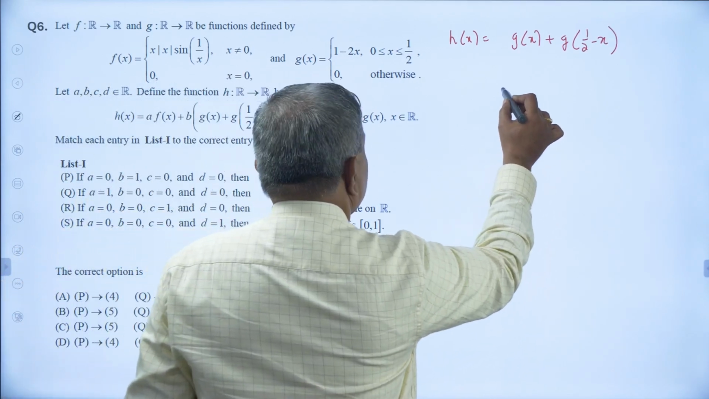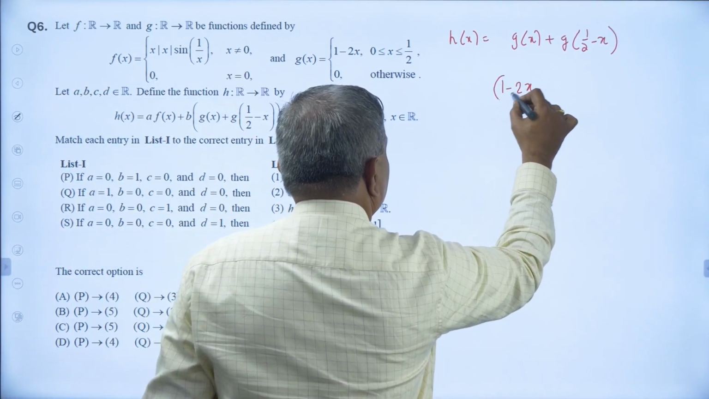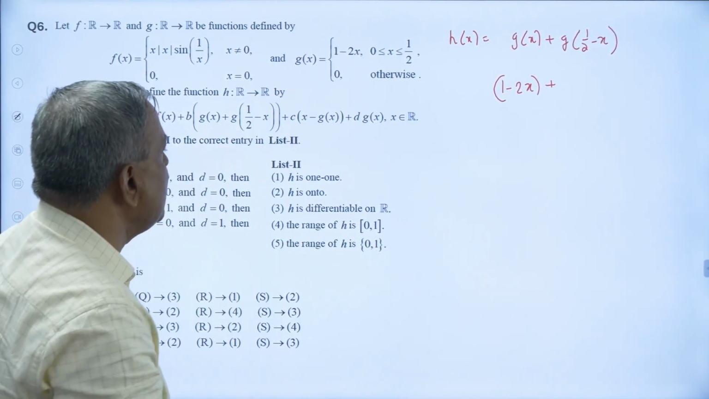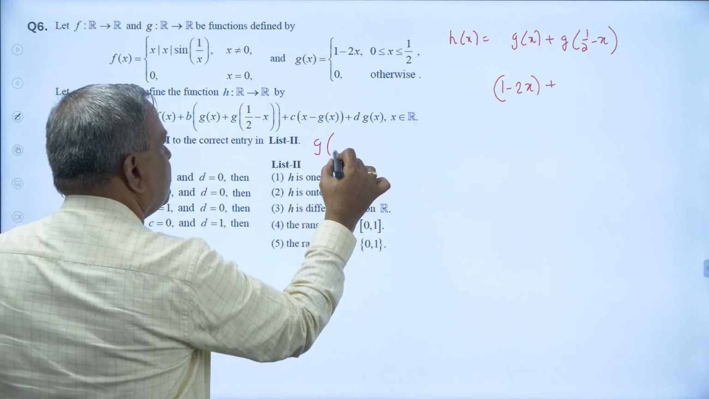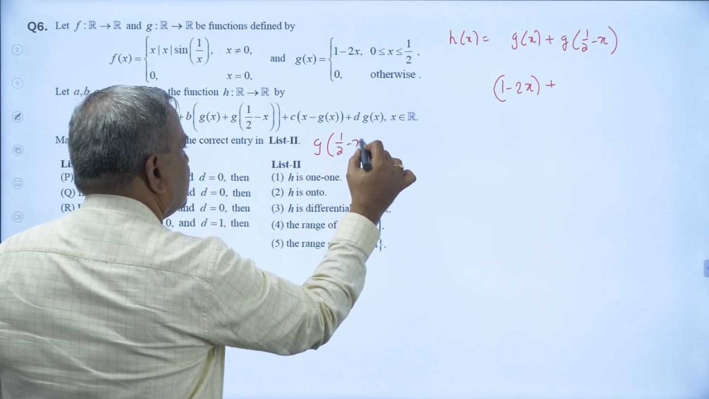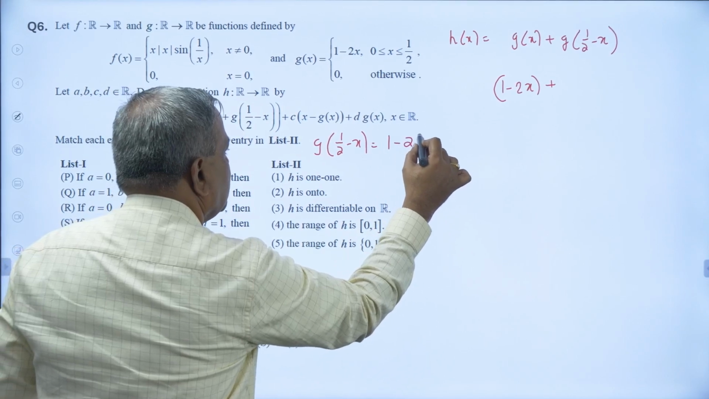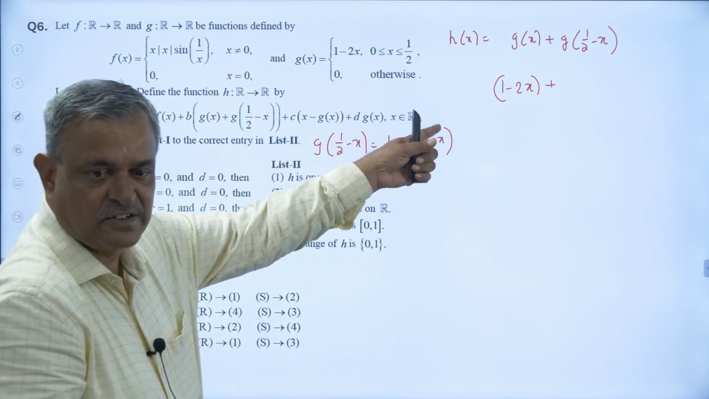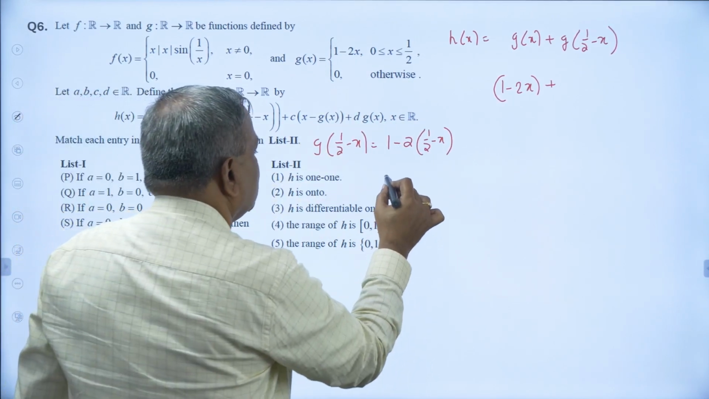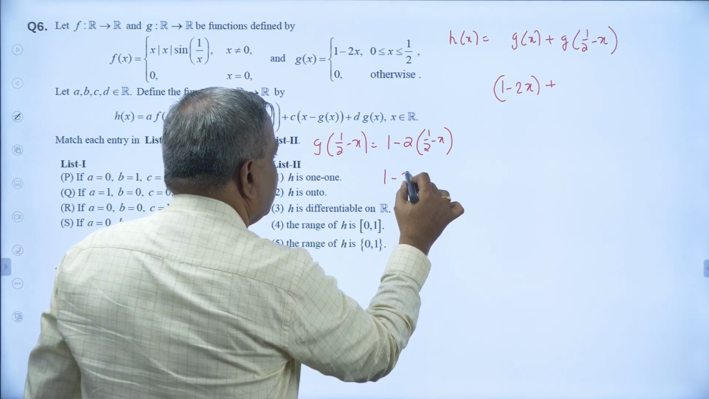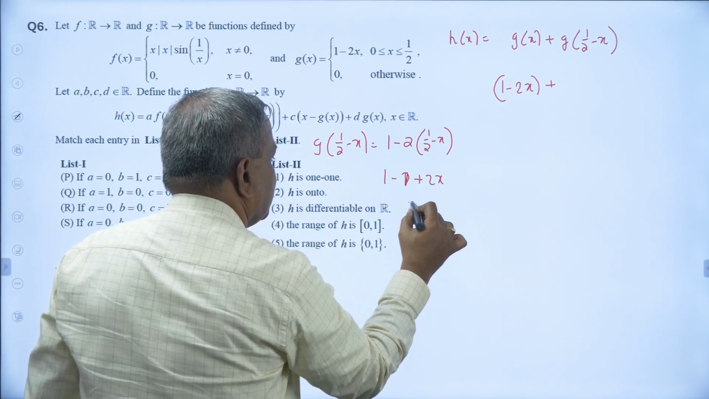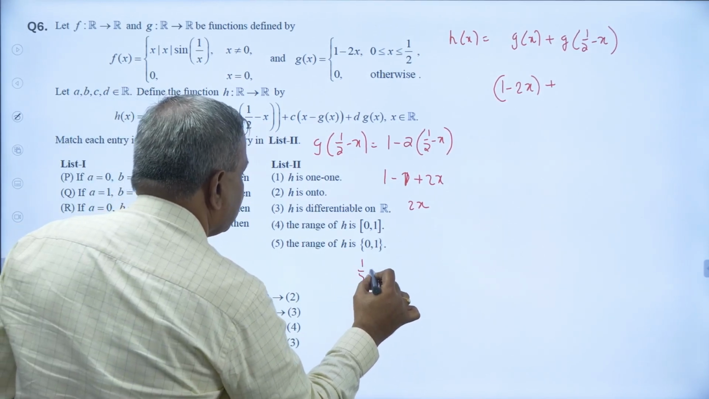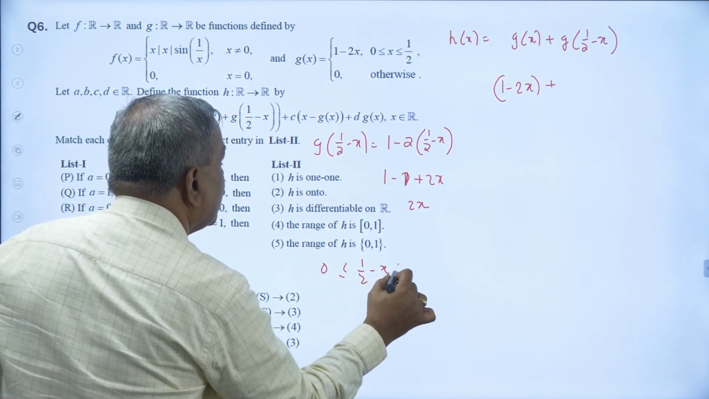So g of x will remain 1 minus 2x, replacing x by 1 by 2 minus x. How do we find g of 1 by 2 minus x? It is 1 by 2 into 1 by 2 minus x. Of course, that interval is x and 1 by 2 only, otherwise it is 0. So this will become 1 minus 1 plus 2x, so we get 2x. Of course, that condition is there: 1 by 2 minus x lies between 0 and 1 by 2.